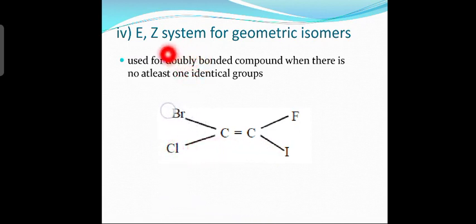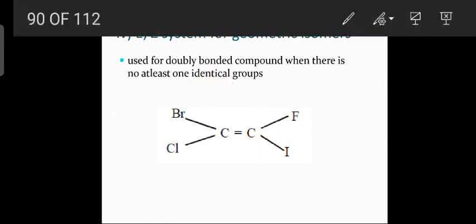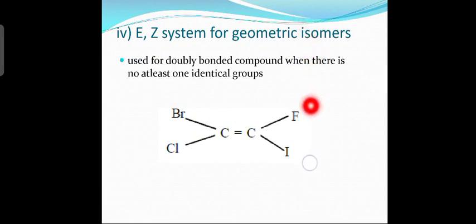The E and Z system is used for a doubly bonded compound when there is no identical group, that means all the groups should be different. See here, you can see fluorine, iodine, bromine, chlorine. So this is used only for double bonded compounds. You can see the double bond here, and the groups must be different, or no identical group is present.